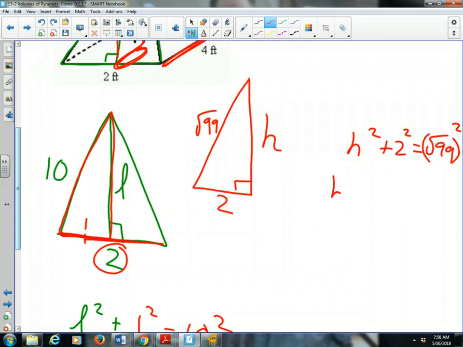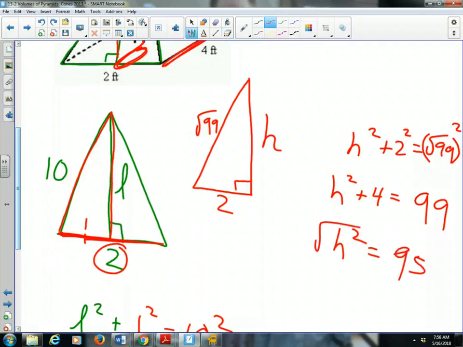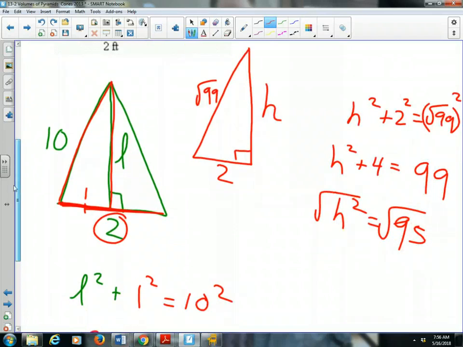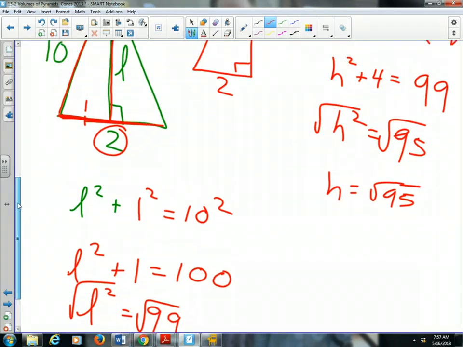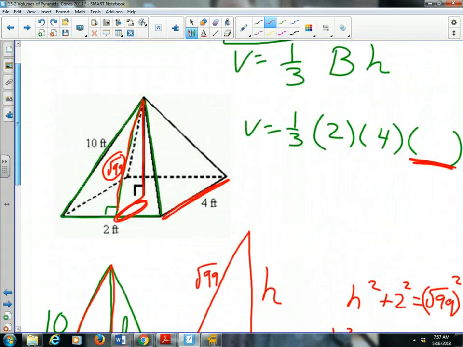So now I would have h squared plus 4 equals, and here's why I didn't reduce the radical. What's root 99 times root 99? It just becomes 99. So now that we have this, we can subtract 4, and height squared equals 95. And now we're going to square root both sides. So all that work to find the height of my pyramid, and the height is the square root of 95 units. And this radical cannot be reduced. So the height is root 95, and that is what goes in right here.